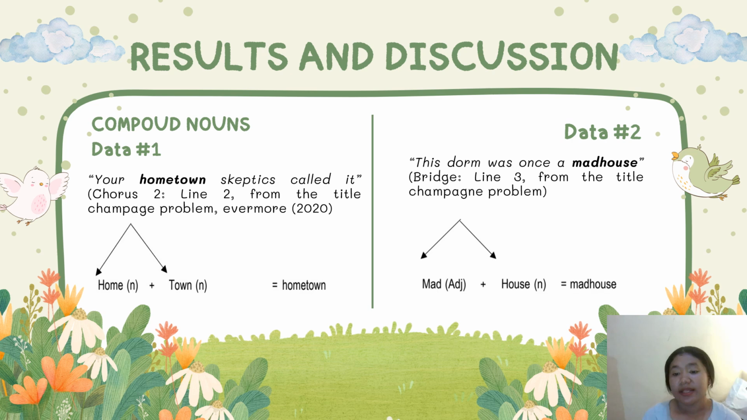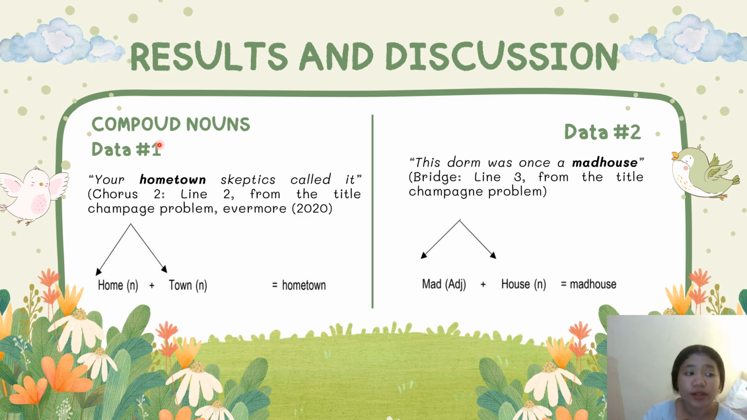So, let's start with data one. It is included in the compound nouns, and the lyric is Your Hometown Skeptics Call It, from chorus 2, line 2, from the song Champagne Problems from the Evermore album. Why is it included in the compound nouns? It is because the word hometown is a mix of home, which is a noun, and town, which is also a noun. The words home and town are blended to become hometown. So this word hometown is formed by the combination of two nouns.